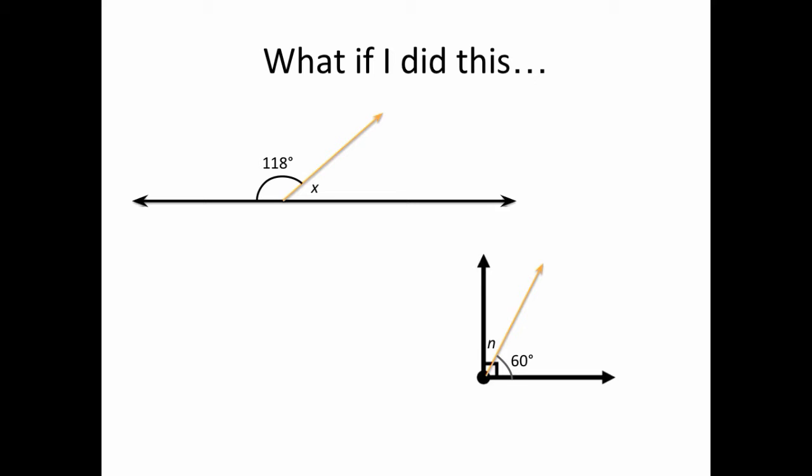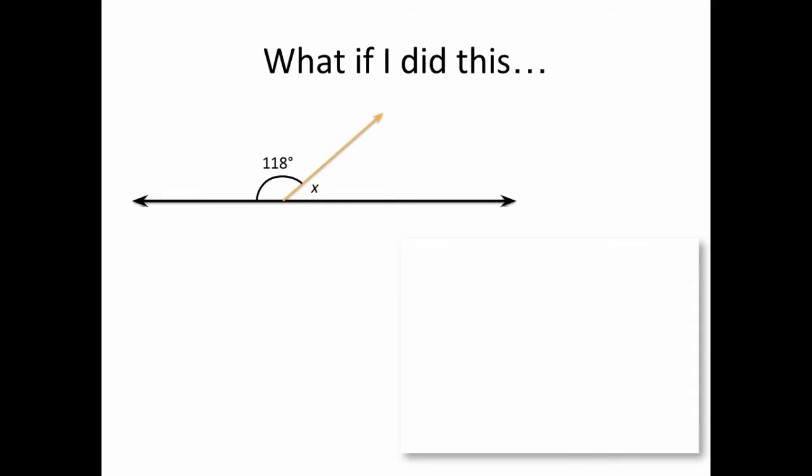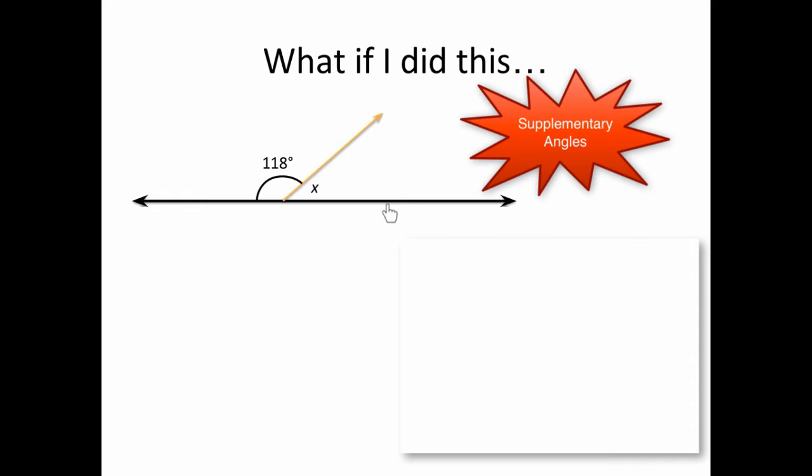Let's look first at this problem right here. Could you figure out, without using a protractor, the measure of angle x? Well, absolutely. This right here is a straight angle. All I'm doing is cutting that straight angle with a ray, right? So there's a point of intersection right here. I know that these two angles have to add up to 180 degrees. Therefore, they are supplementary angles.